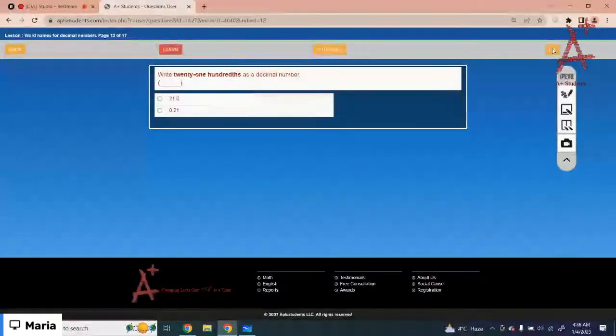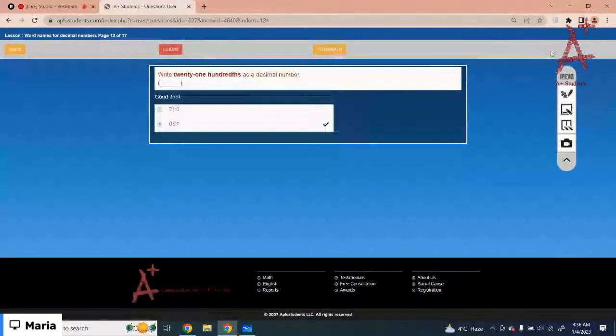Write 21 hundredths as a decimal. So which of the options is the correct one? Option 1 or option 2? Yes, very good. That would be option number 2. 0.21 is the correct option. Just select the correct option, then click on the OK button.